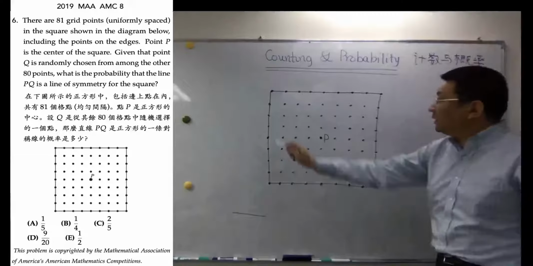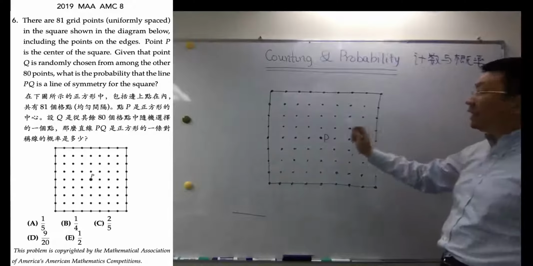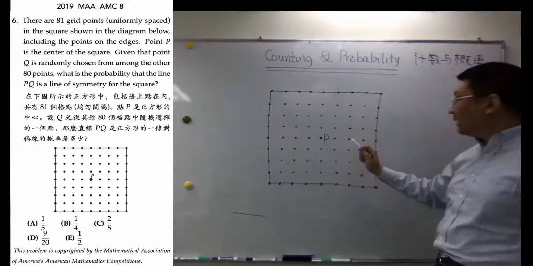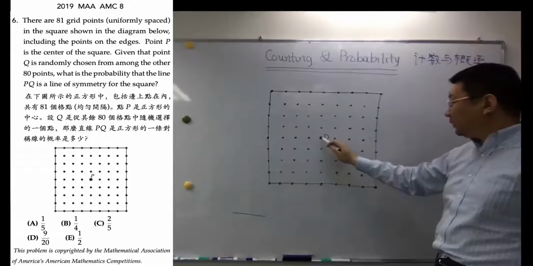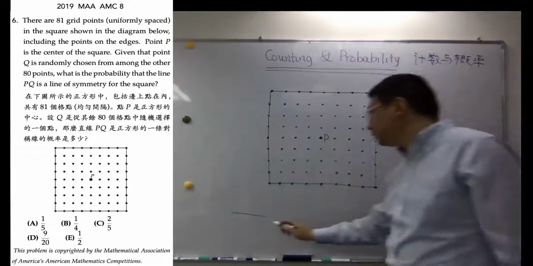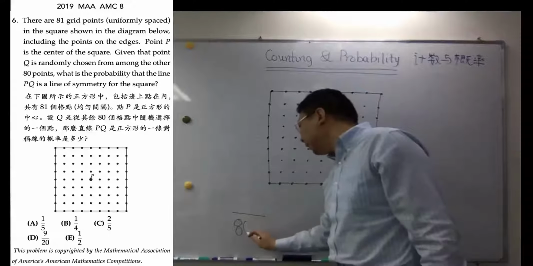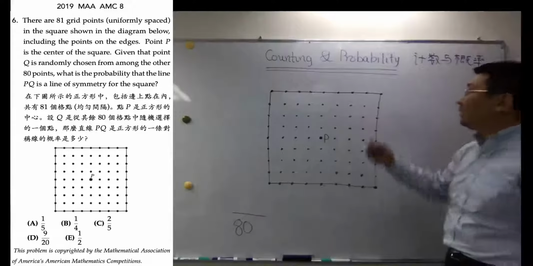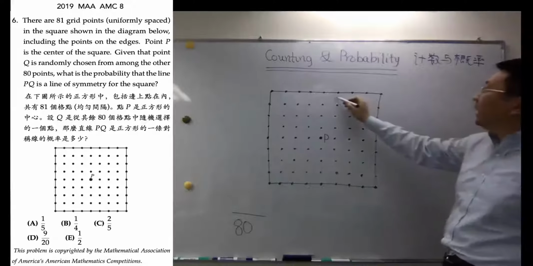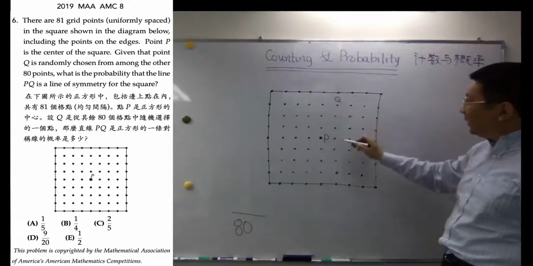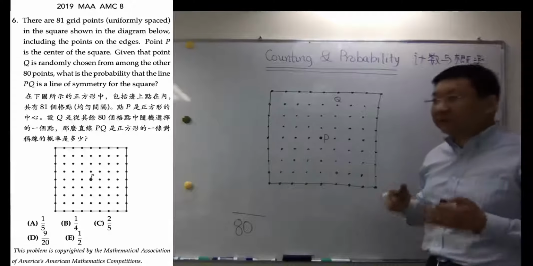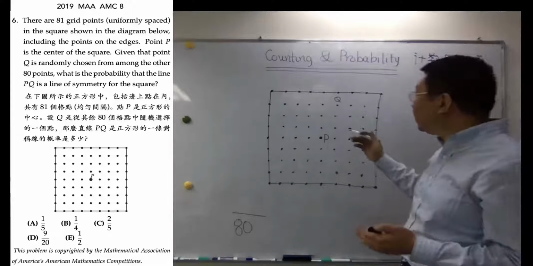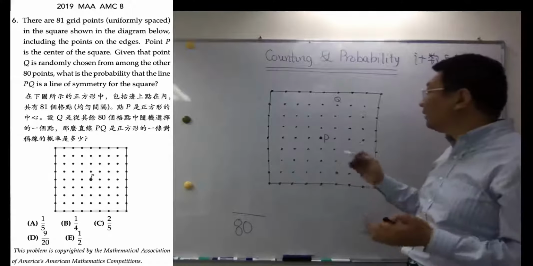Because they see this is a 9 by 9 grid, so altogether there are 81 points. So we are considering the points besides the center. So there would be in total 80 points. And we denote any such point by Q. And then what are the desired results? The desired result is PQ forms a symmetric line of this square.